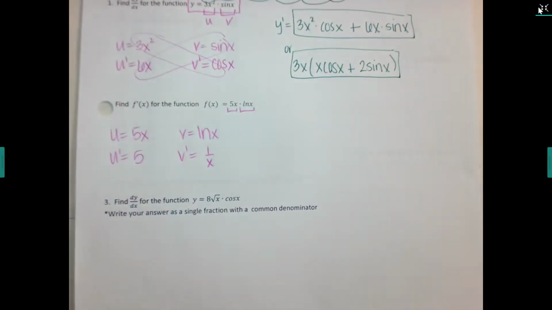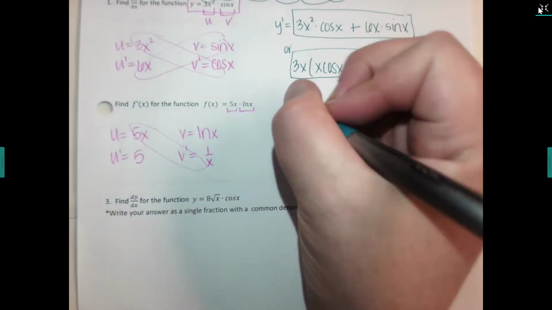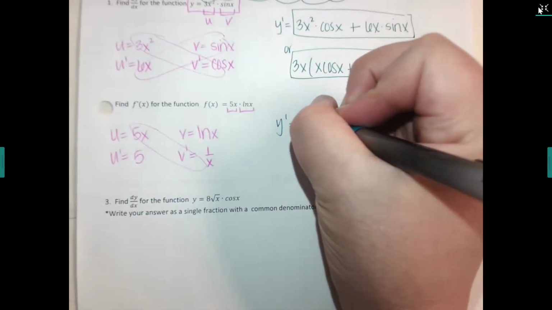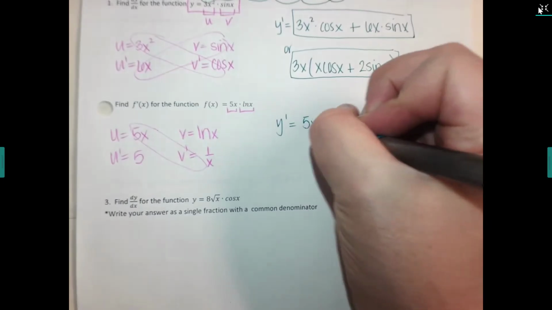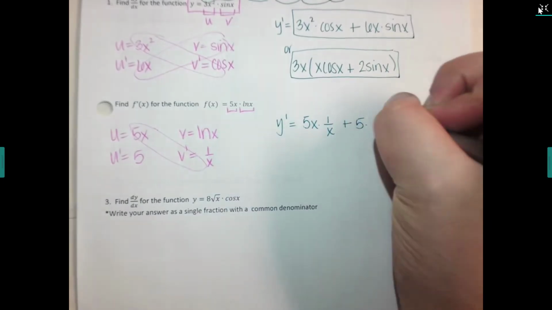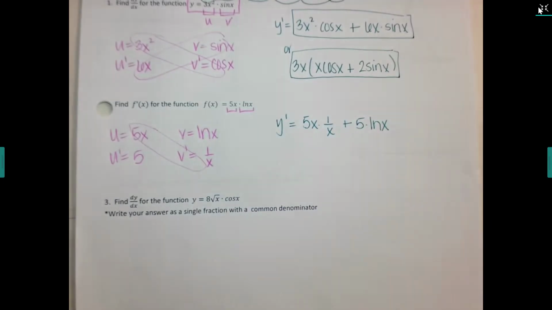1 over x. And then remember, it's diagonal plus diagonal. Doesn't matter which one you do first. Okay, I'm going to do this one first. Okay, but again, it really doesn't matter. So y prime equals 5x times 1 over x plus 5 times ln x.